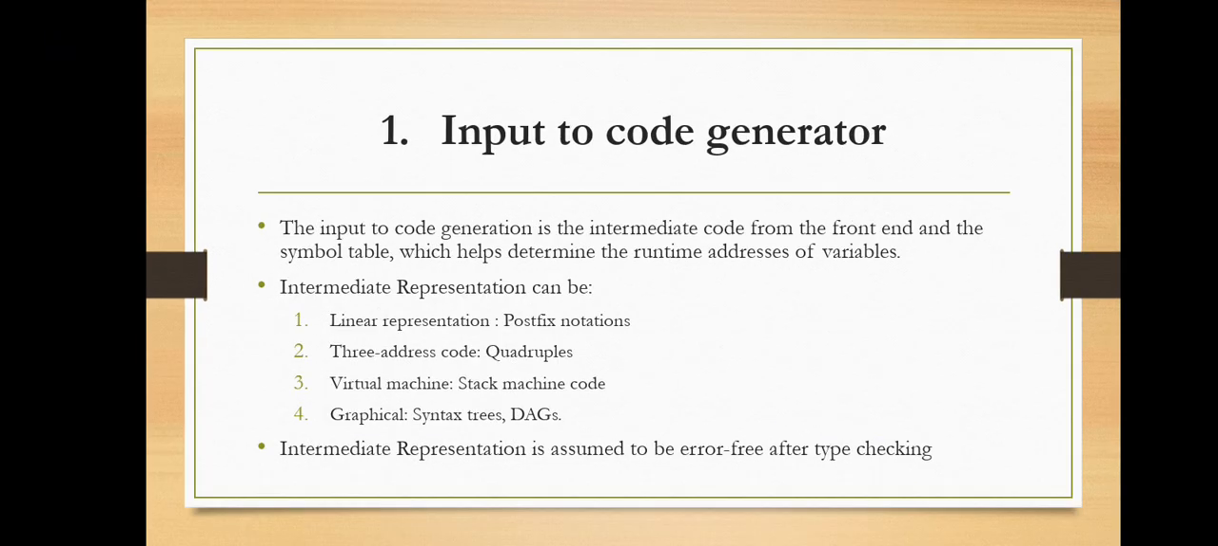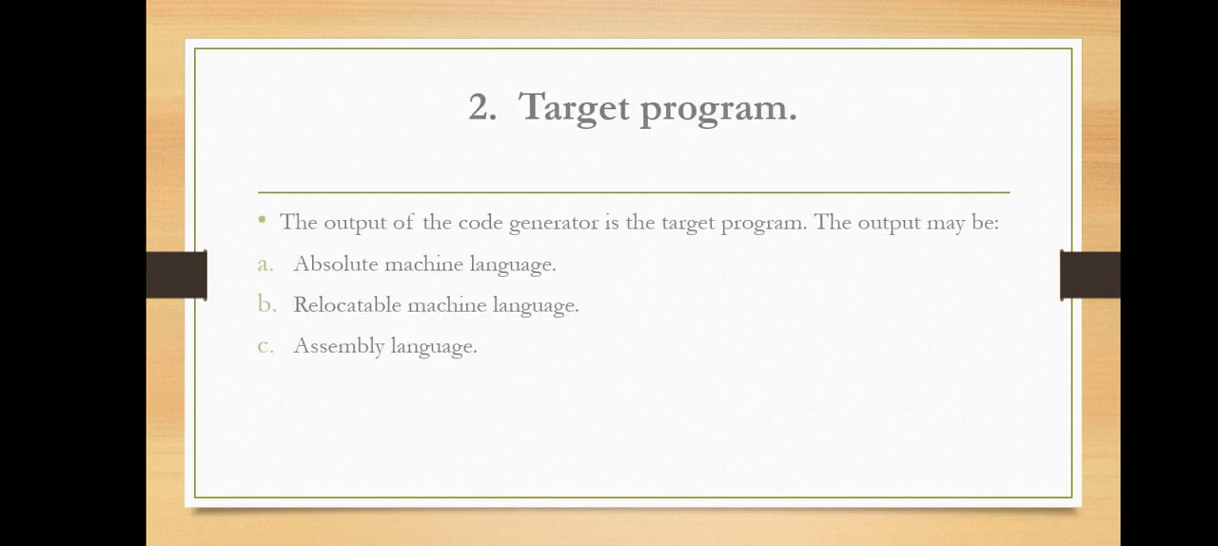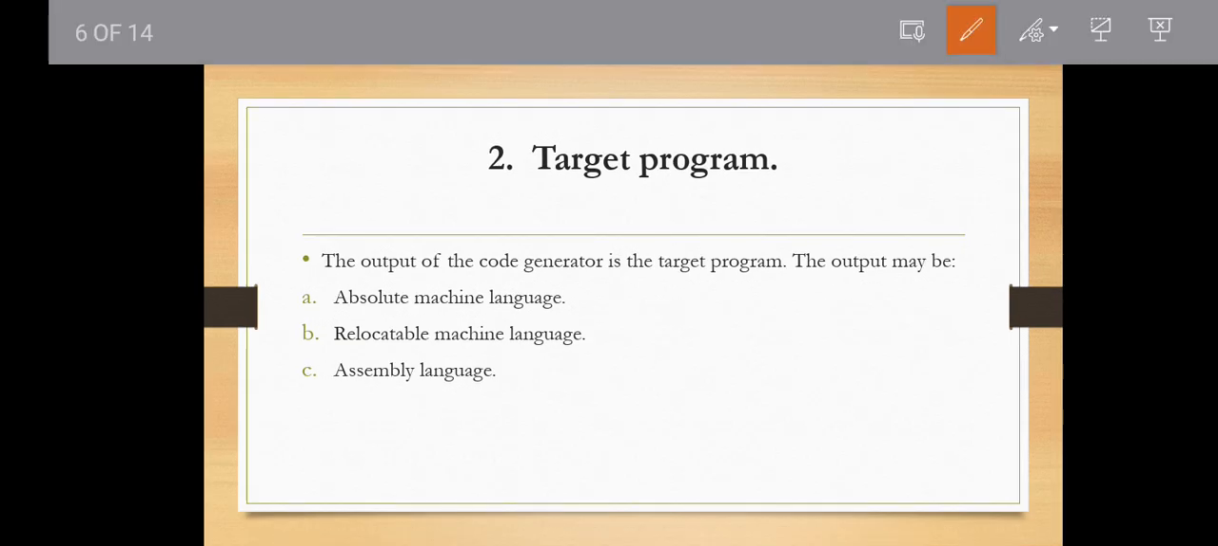The next design issue of code generator is the target program. Here the target program is nothing but the output. The output may be in any form like absolute machine language, relocatable machine language or assembly language.